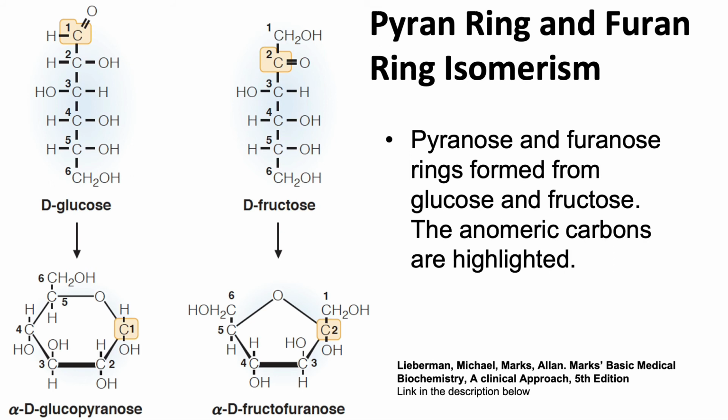A very common example of your pyran ring and furan ring isomerism is that of glucose and fructose. Know very well that glucose is an aldohexose that when it forms a cyclic structure via hemiacetal formation, it forms your pyranose, specifically your D-glucopyranose. On the other hand, fructose is a ketohexose, having a ketone for its functional group, and when it cyclizes, it forms a furan, which is your D-fructofuranose.